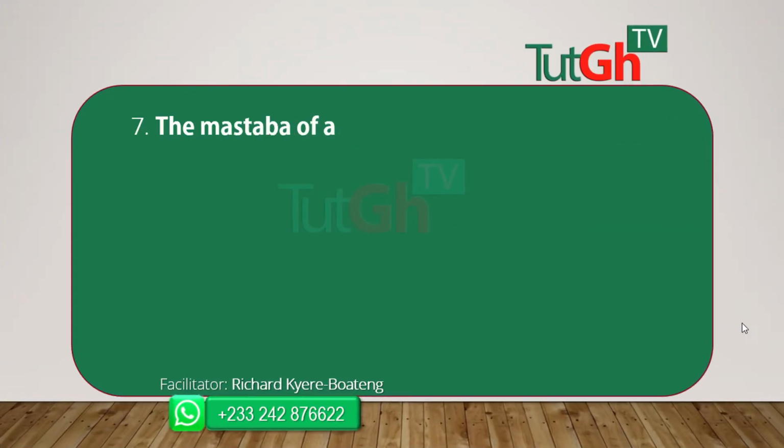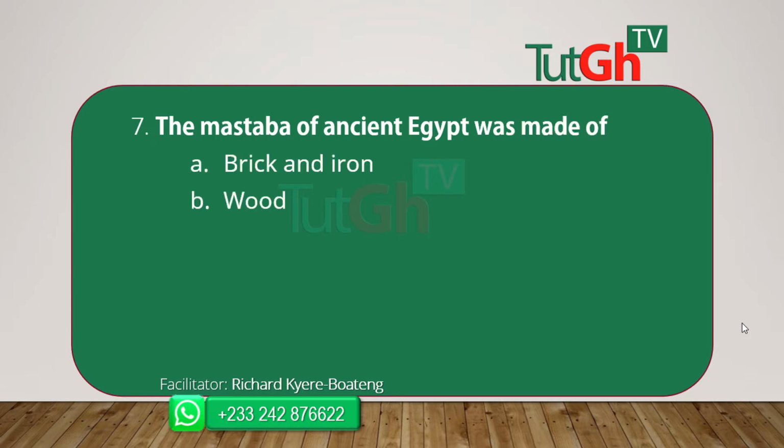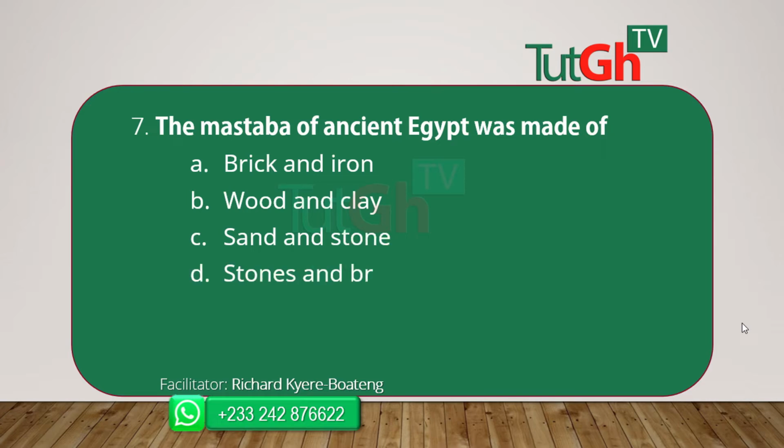7. The mastaba of ancient Egypt was made of A. Brick and iron, B. Wood and clay, C. Sand and stone, D. Stones and bricks. And the answer is D. Stones and bricks.